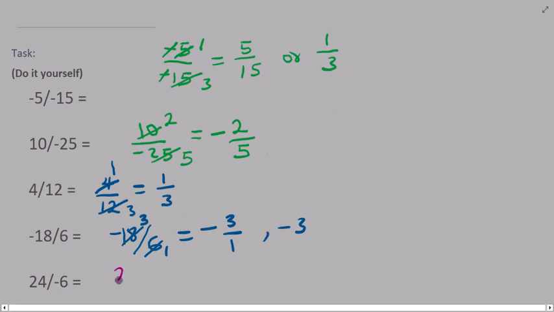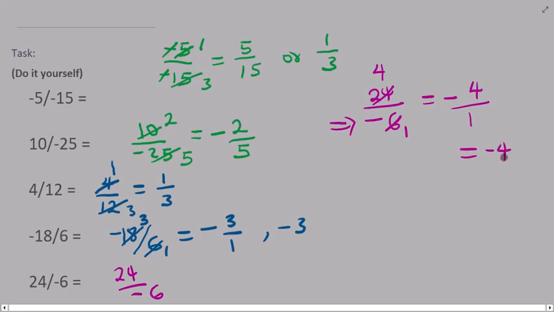Finally, we have 24 over negative 6. So let's continue from here. Since we have a positive value as a numerator and a negative value as a denominator, we are expecting a negative answer because the signs are different. So we can cancel that. 6 here is 1 and 6 here is 4. So we can have negative 4 over 1, and because we have 1 as a denominator, we can still end up as negative 4, and that's correct.